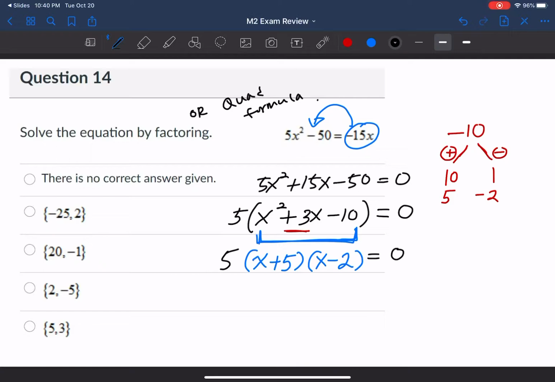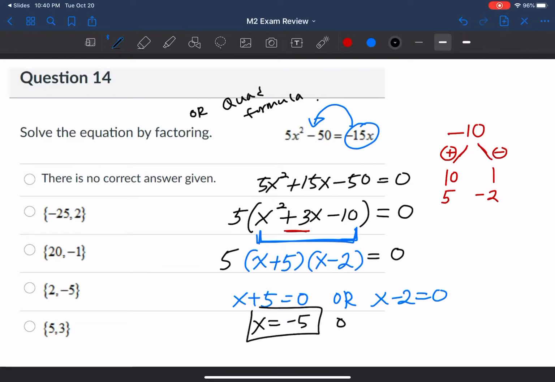And that equals 0, which means my x plus 5 has to be 0, or x minus 2 has to be 0. So therefore, x is negative 5, or x equals 2. Right? Because when you plug in, negative 5 plus 5 becomes 0. 2 minus 2 becomes 0. So therefore, your answer is negative 5 and 2. Okay?